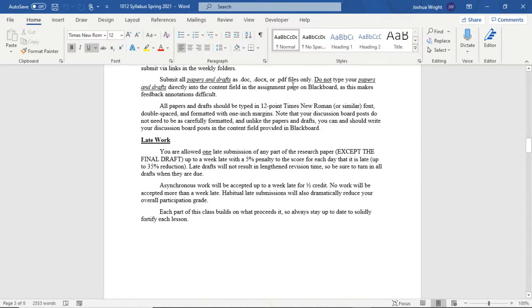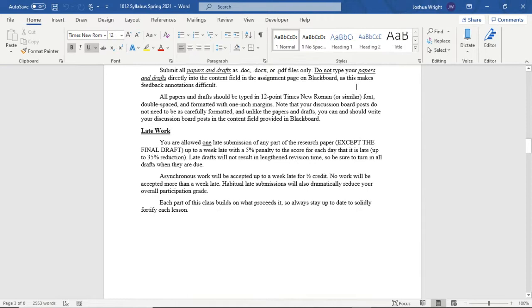Submit all papers and drafts as .doc, .docx, or .pdf files only. I consider this a favor to me. Please don't submit any other kind of file. I have to jump through hoops to convert it, and so on and so forth. I can't read every kind of file. So please only use these kinds of files on Blackboard.